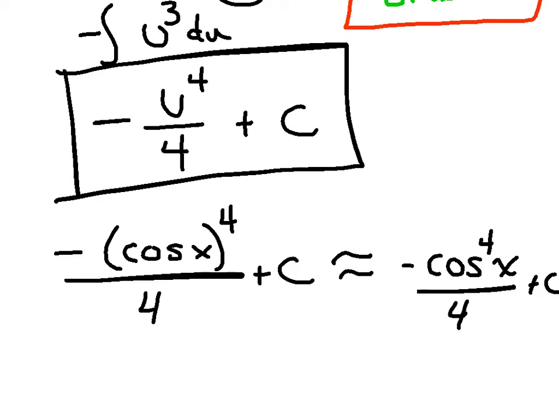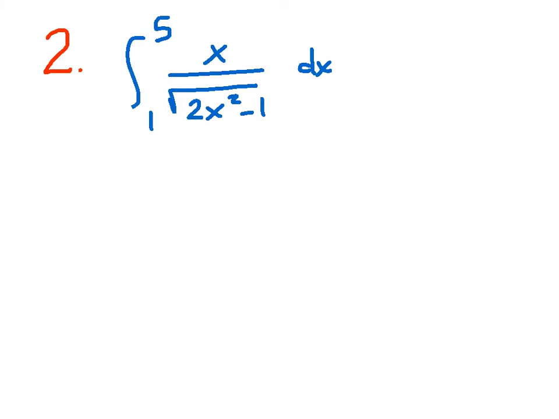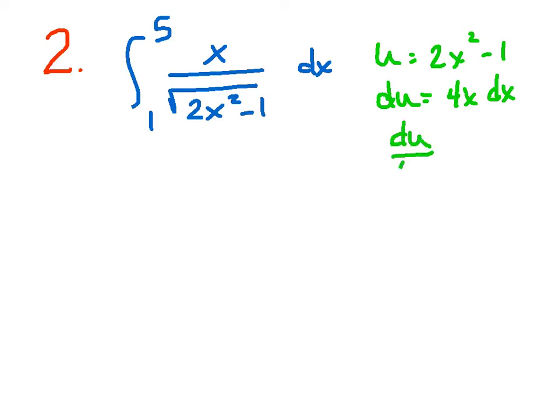So let's go ahead and try a definite integral now. Alright, so we've got the integral from 1 to 5 of x over the square root of 2x squared minus 1. So hopefully you've identified your u as 2x squared minus 1. Gotten your du, should be 4x dx. Remember, we're solving for dx, so you get your du over 4x equals dx.